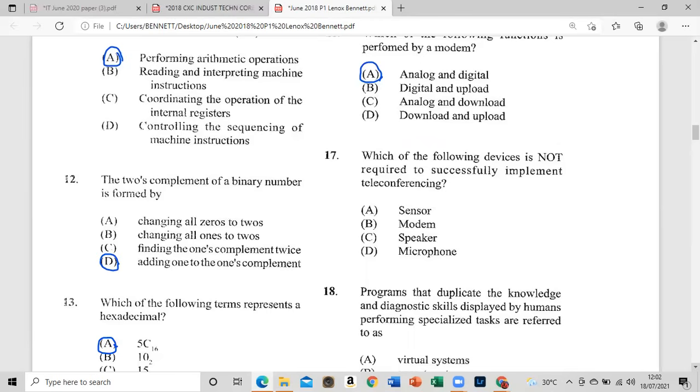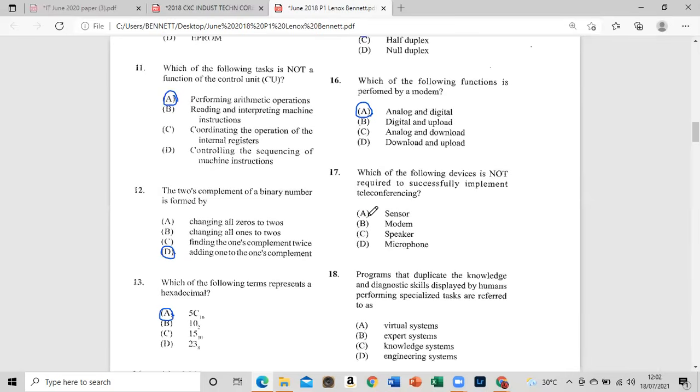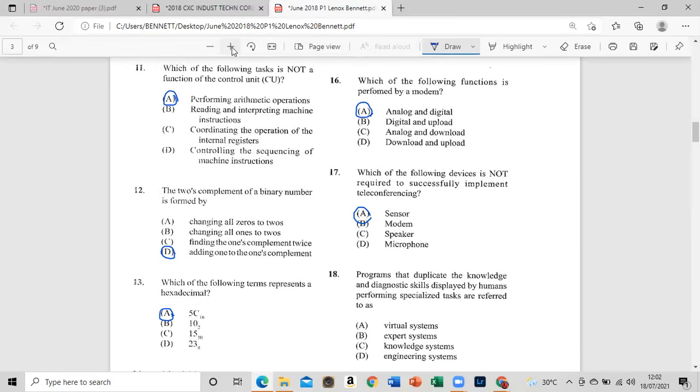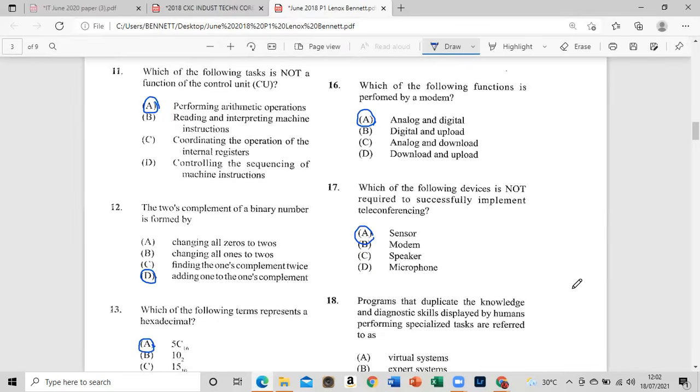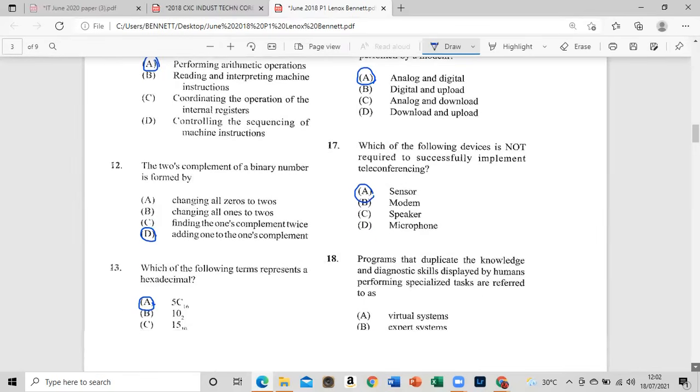So definitely we don't need no sensor. A sensor go. We need modem answer, but we don't need no sensor. This jump where are answer. So 17 would be A.